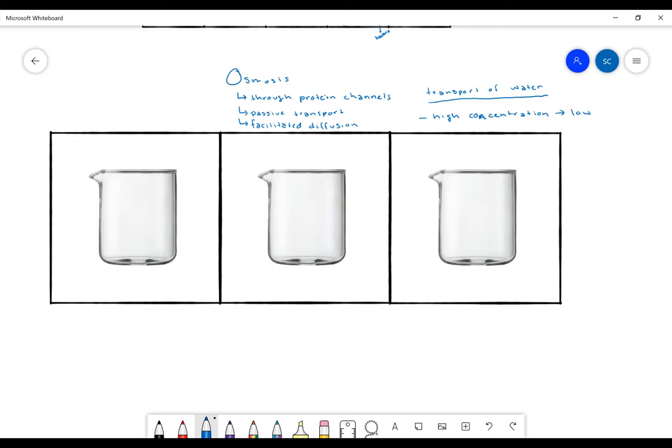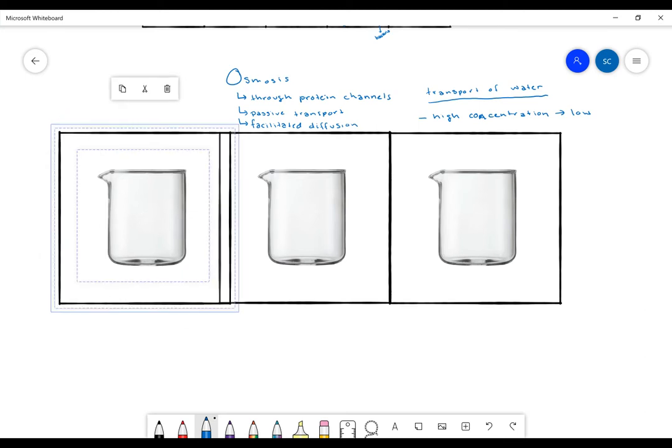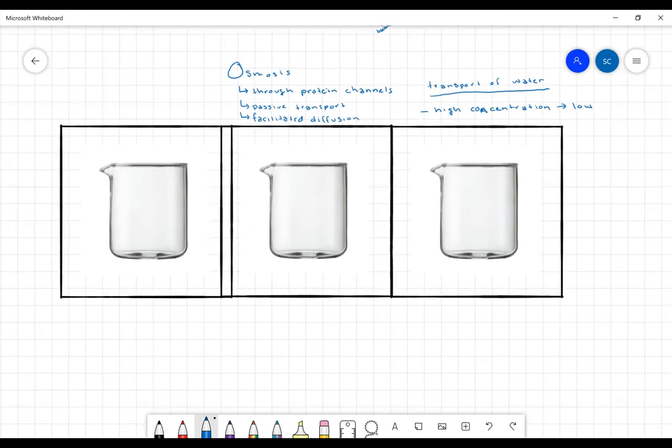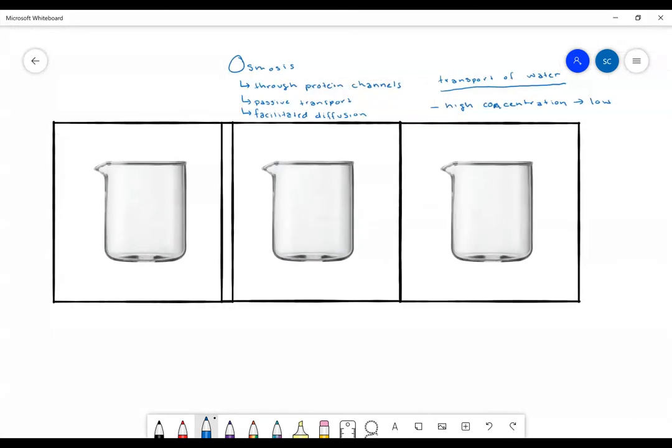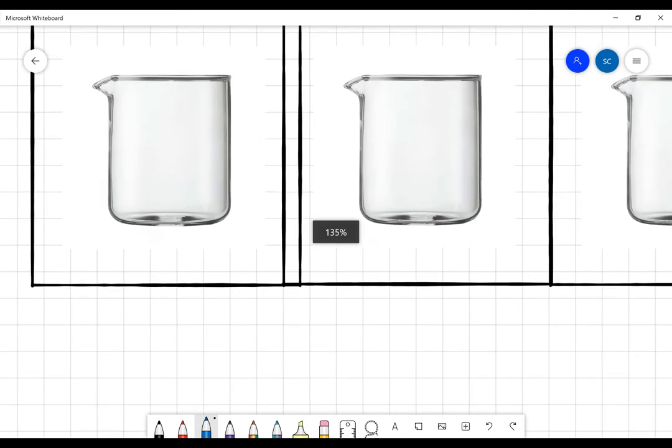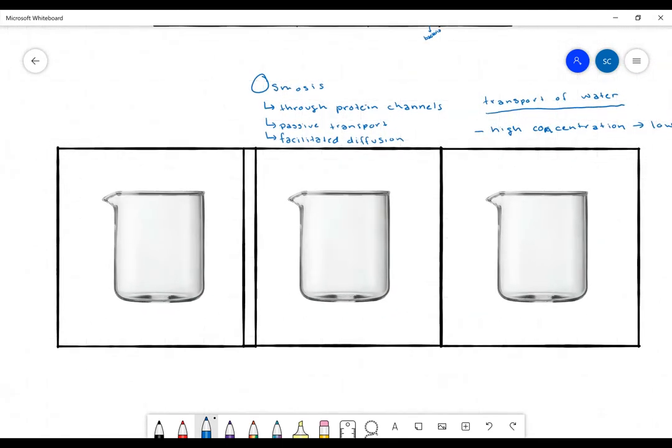Okay, so the first one we're going to look at is a hypertonic solution.